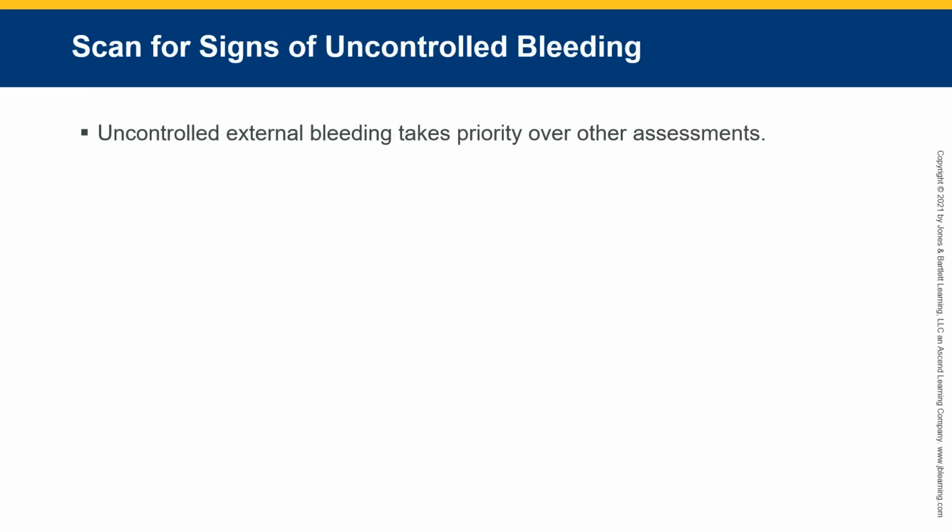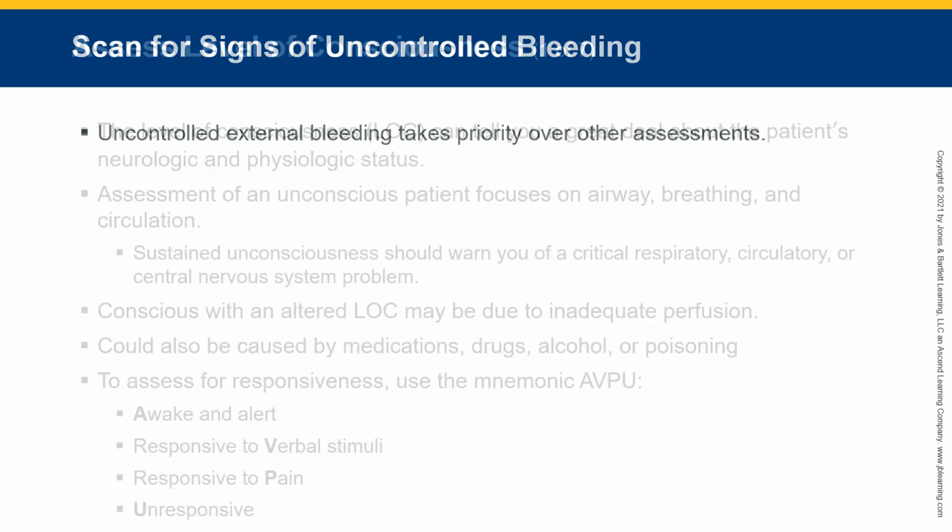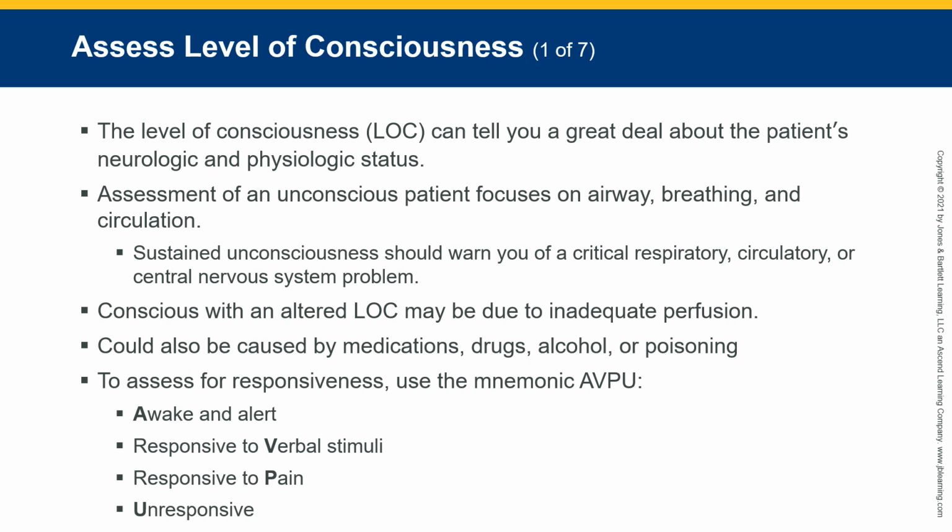Uncontrolled external bleeding takes priority over other assessments. Uncontrolled. Someone that has a small cut that's oozing is not uncontrolled. Someone that's got an artery that's shooting across the room is uncontrolled. Level of consciousness. So you want to know their neurological and physiological status.